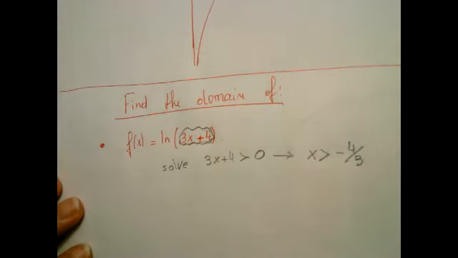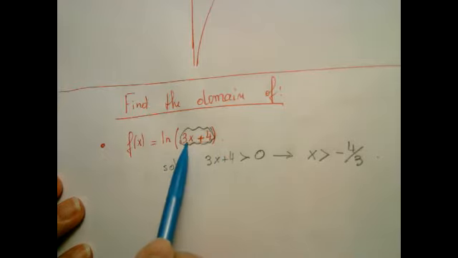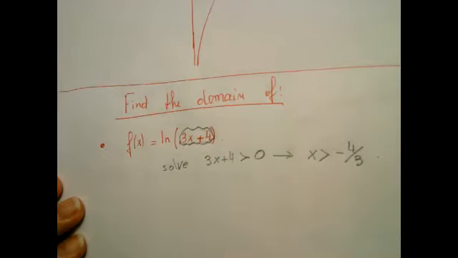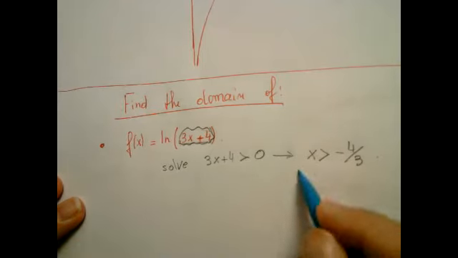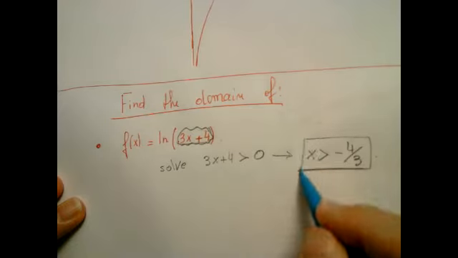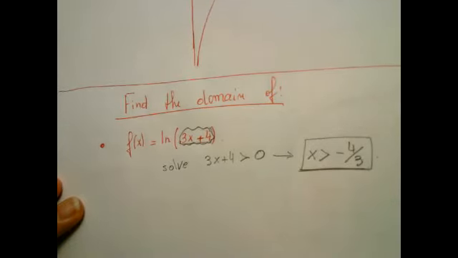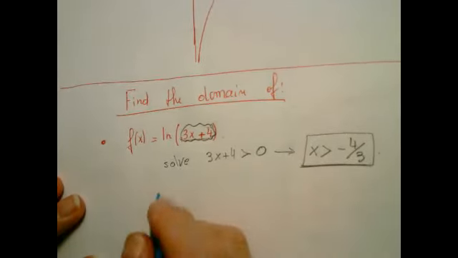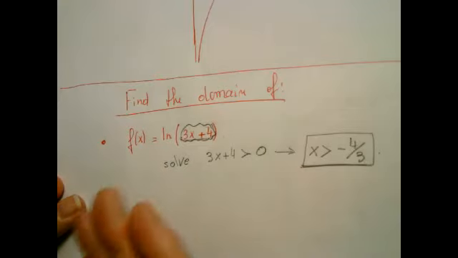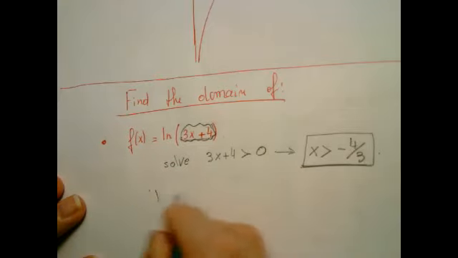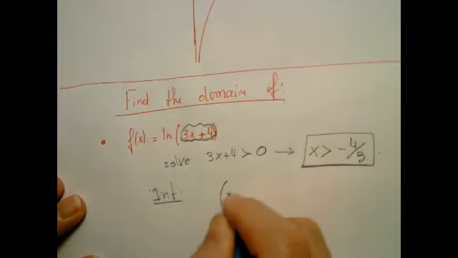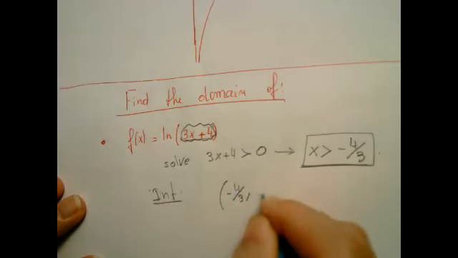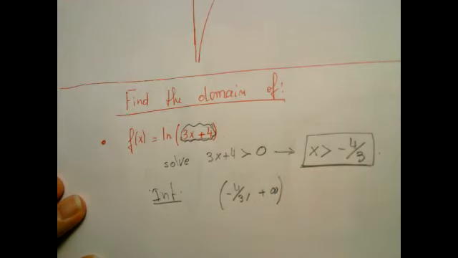So if I take x to be -2 and I plug it in here, I will have -6 plus 4. Forget it. That's a negative number. It's not in my domain. So the only values I can have are the values bigger than minus 4/3. In interval notation, and as I said, in your quiz you can write either notation, the domain is minus 4/3 open, to plus infinity.